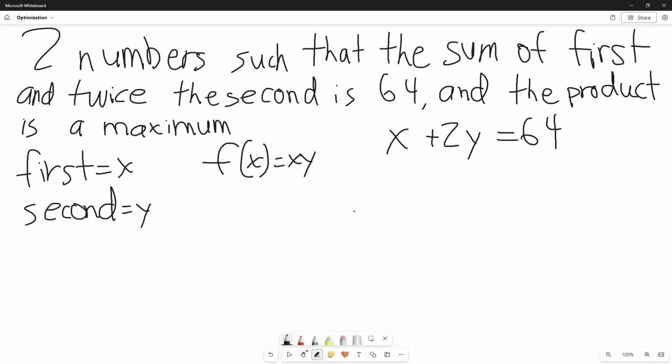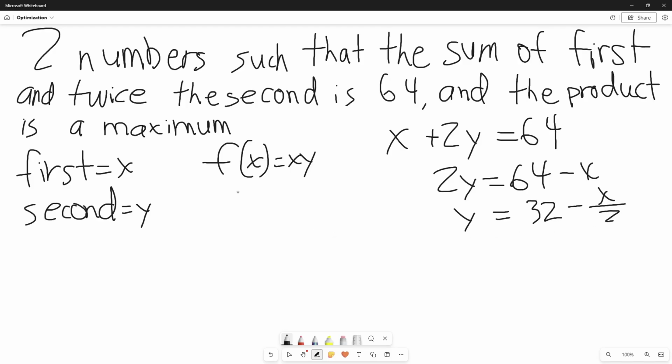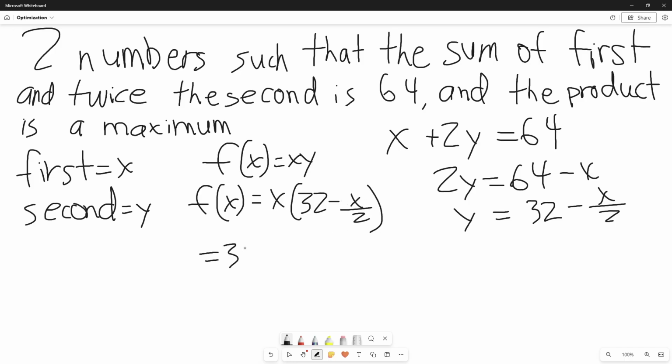and what we would want to do is find f prime of x and set it equal to 0, but since we have y, there's two variables, it's kind of hard. So because this is f of x, let's try to find y in terms of x and then substitute it into here. So 2y is equal to 64 minus x. y equals 32 minus x over 2. And then we can plug that into here. So f of x is equal to x times (32 minus x over 2), or 32x minus x squared over 2.